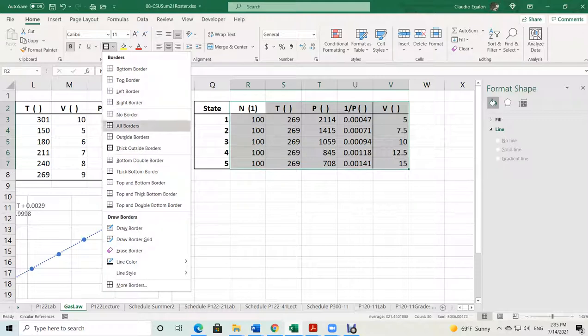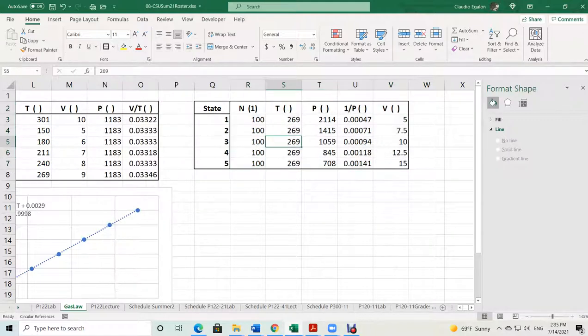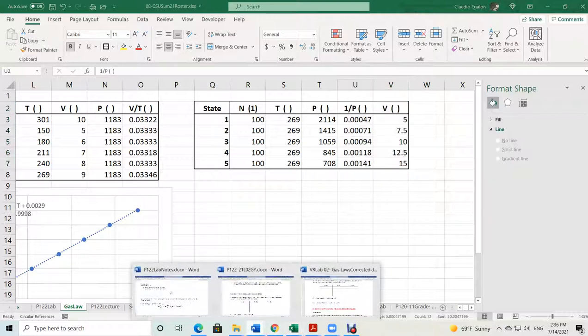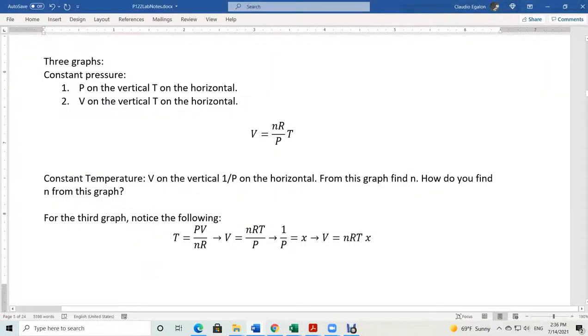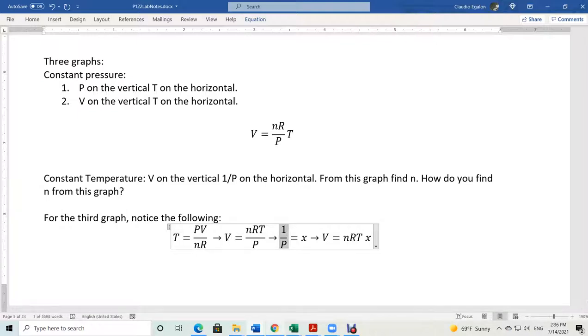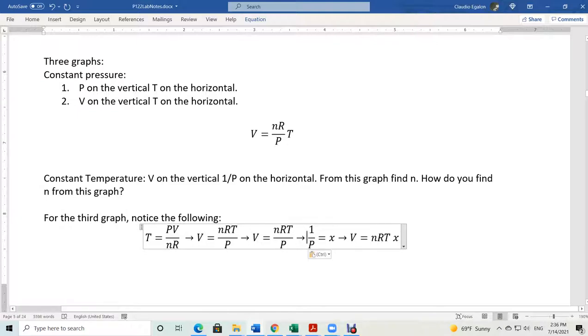Make my graph look nice. Make my table look nice. Here you go. You want to plot like that. Why is that? Well, that's because you're going to get a linear relation for that. Just going back to our ideal gas, right? Here you go. V is linear with the inverse of P. See the P right in here? I'm going to write that in a different way.